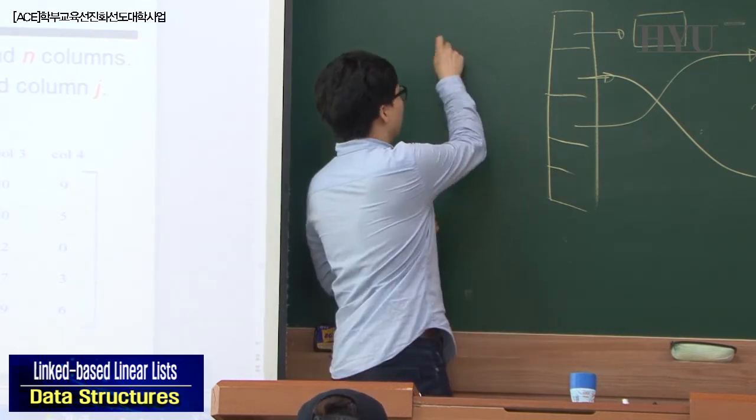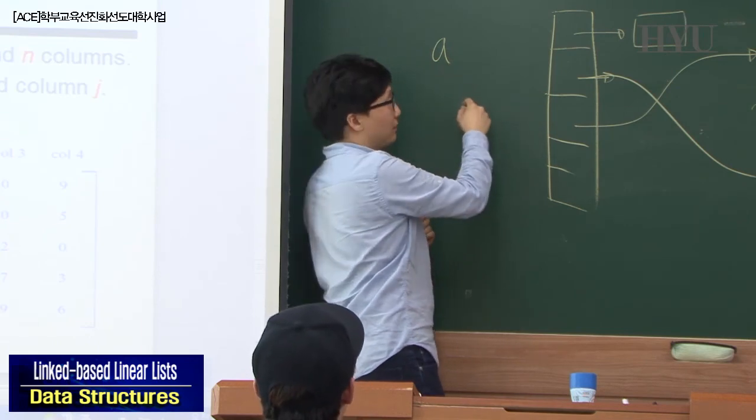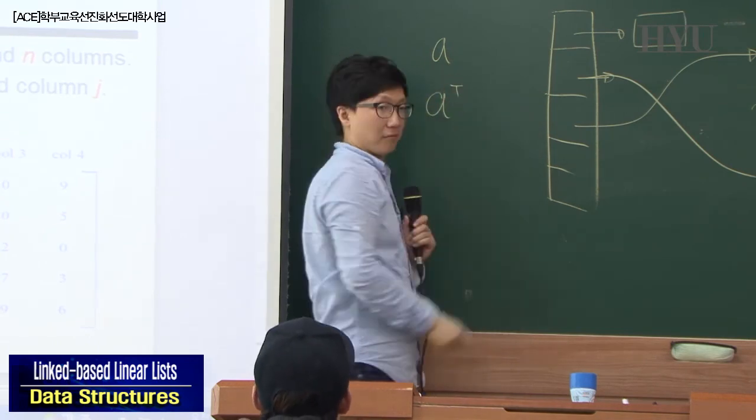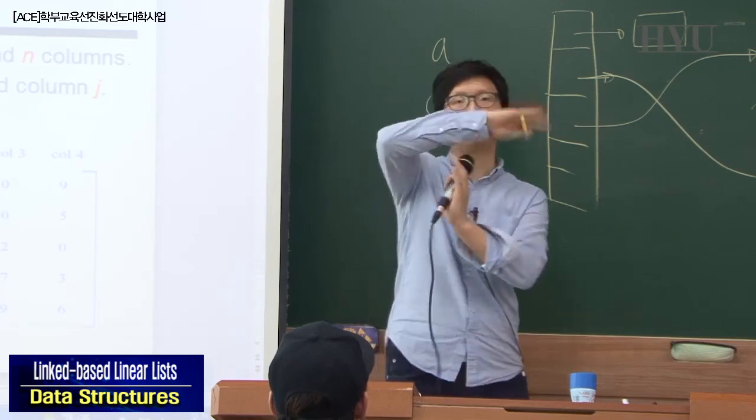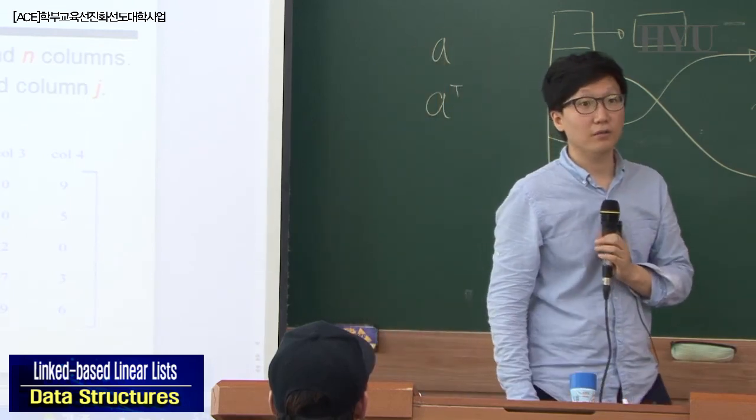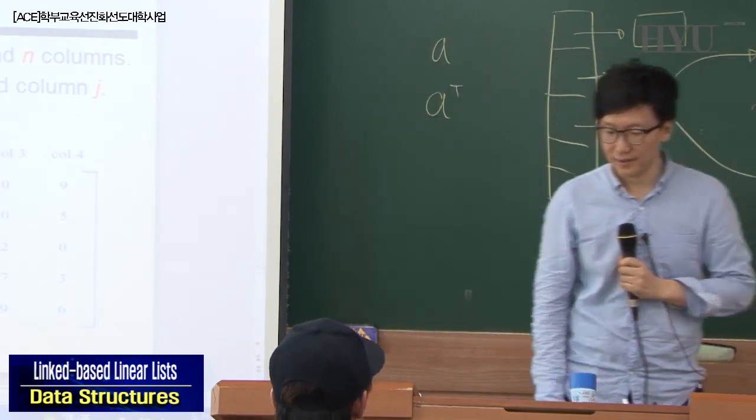How do you write this? Matrix A, transpose of A. Right? You switch the locations of the elements in the single matrix.